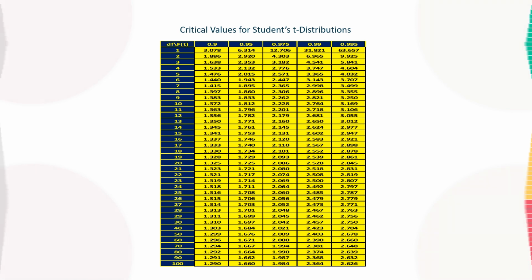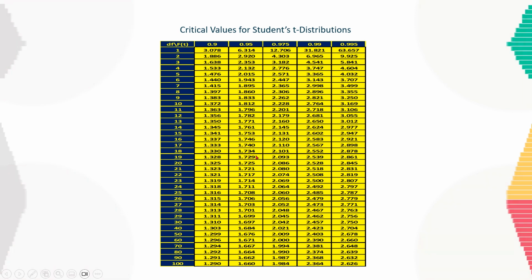But anyhow, I just want to show you how they look and how you can basically calculate the critical values for Student's t distributions using degrees of freedom and then using the value of f(t).